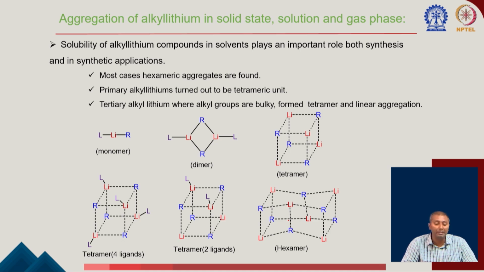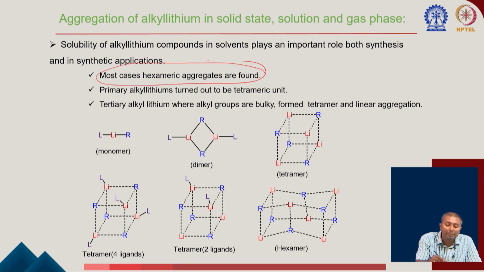Now you are going to see why there are different shapes. Again, I was telling you at the beginning, in most cases the hexameric aggregates are found. But the primary alkyl lithium turned out to be a tetrameric unit. Again, as I mentioned, you cannot really predict that if you take a particular unknown lithium and put in a solvent, it will be a tetramer or dimer. No, there is no such prediction or model. Mostly people have found out from the X-ray structures of the different aggregations, and from there we are able to write them. Okay, it could be a tetramer or a hexamer. So you can see primary alkyl lithium mostly goes for a tetrameric unit.